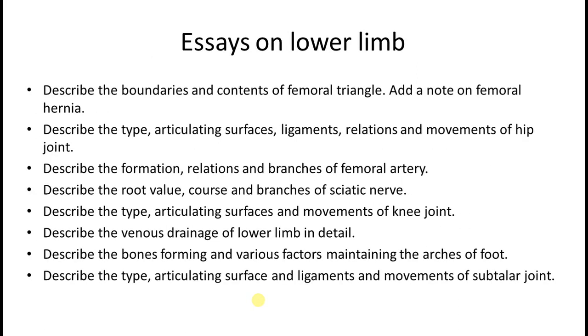The next essays on lower limb, mainly femoral triangle, is very important. Front of thigh, type of femoral hernia. What are its complications? You should know. Then hip joint, ball and socket. So type, articulating surface, ligaments of hip joint.